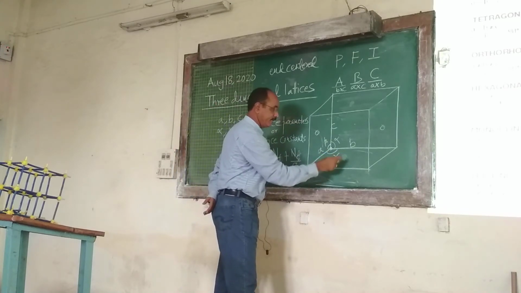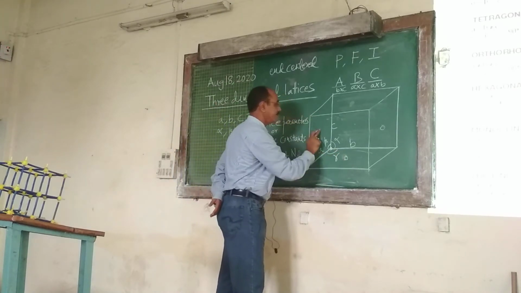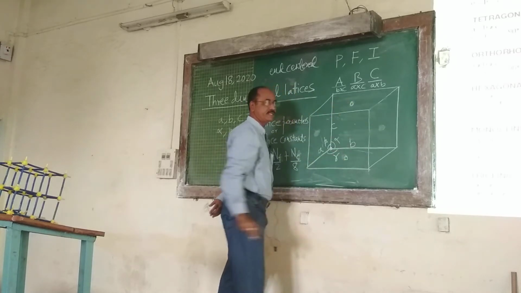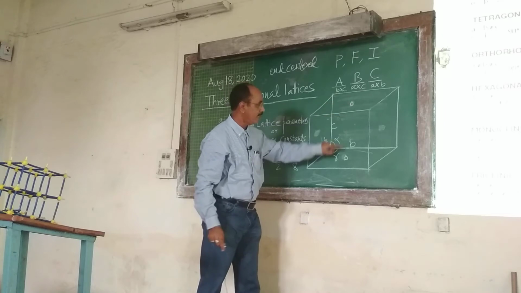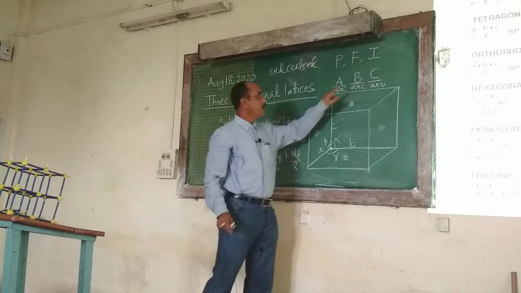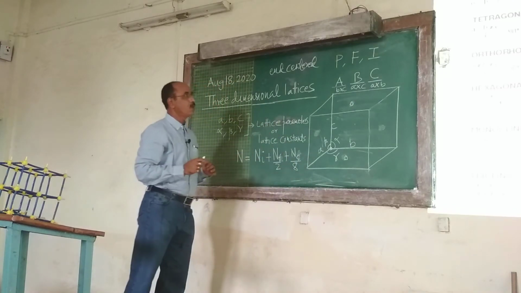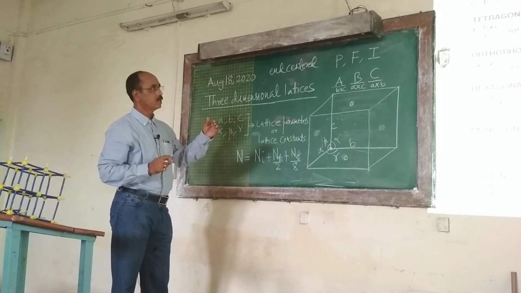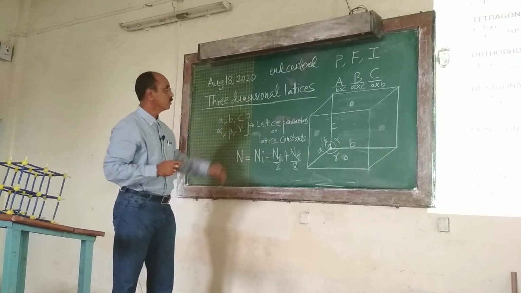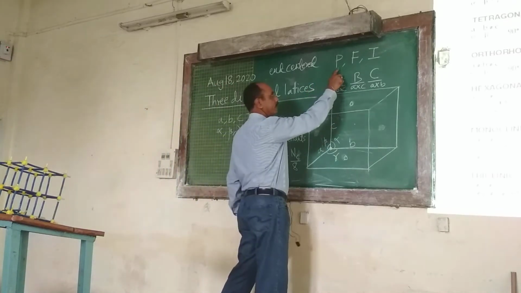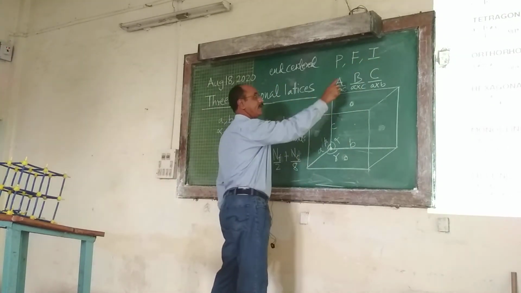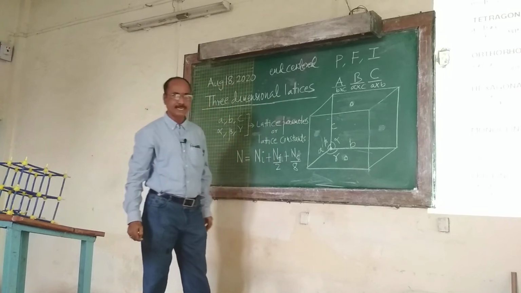So A and B. If here is a lattice point and its opposite face also has a lattice point, then this is called a C type of end-centered unit cell. These are some symbols used to designate these unit cells, isn't it? P for primitive, F for face centered, I for body centered, and A, B, C for the end-centered cell.